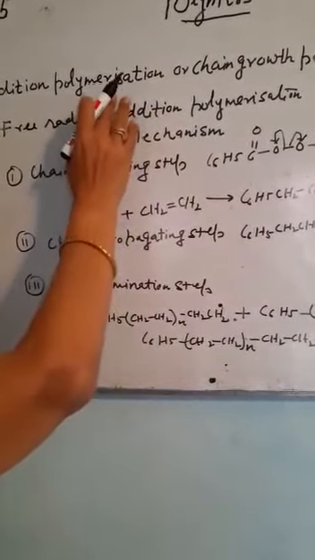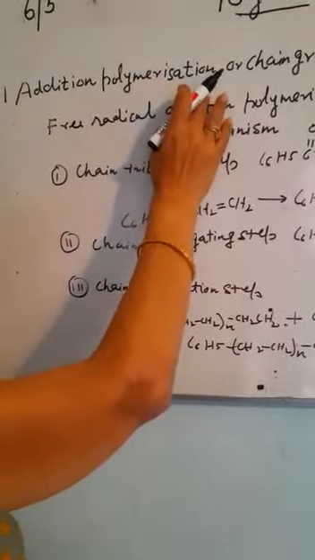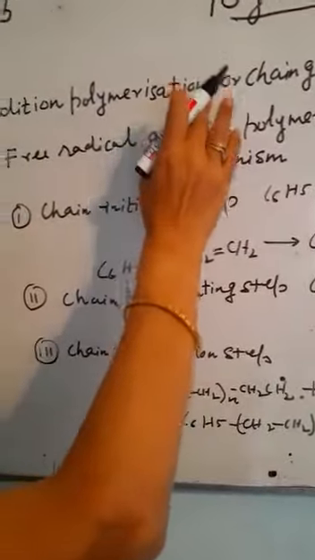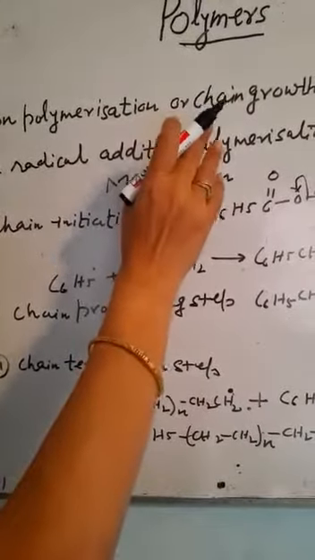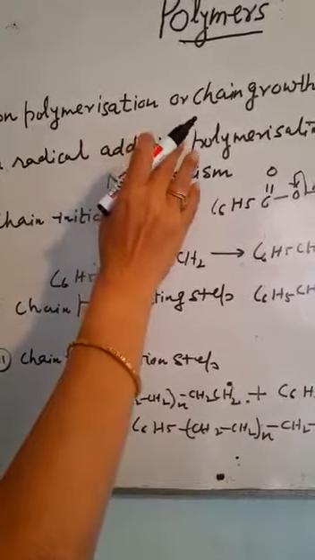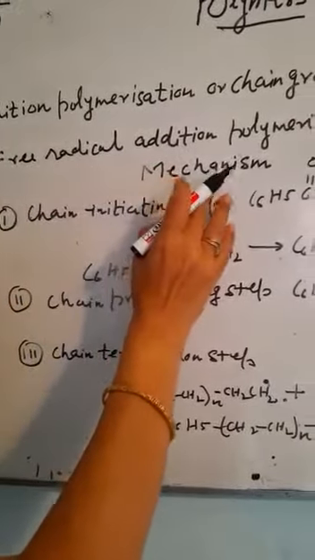In the case of addition polymerization, the addition of monomers takes place in the presence of any reactive species. That reactive species may be free radical or that may be ionic species. Ionic polymerization is not in our syllabus, so I am going to tell you about the free radical polymerization.